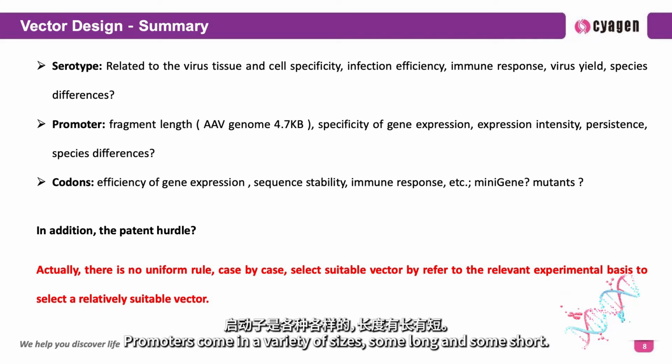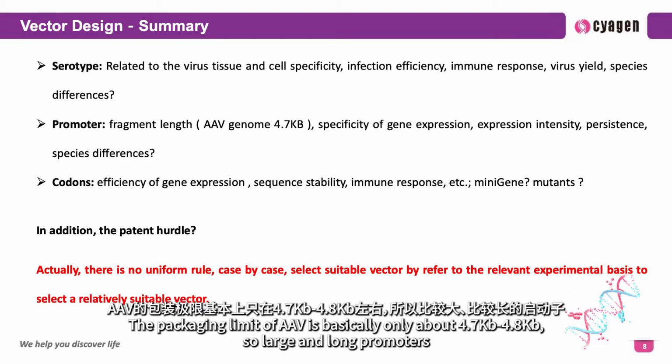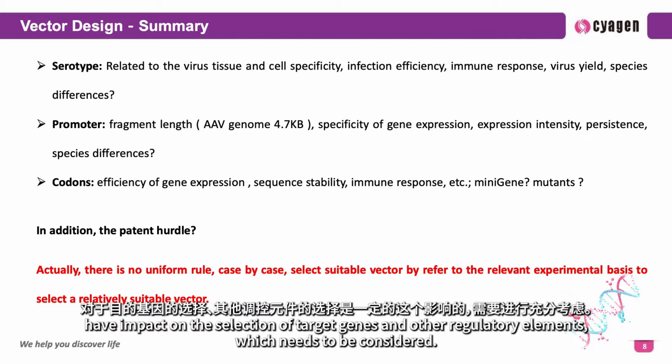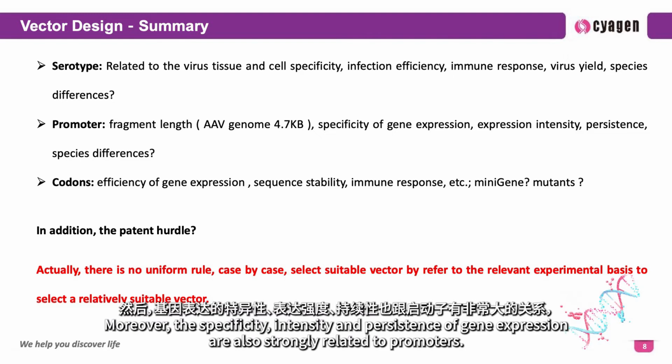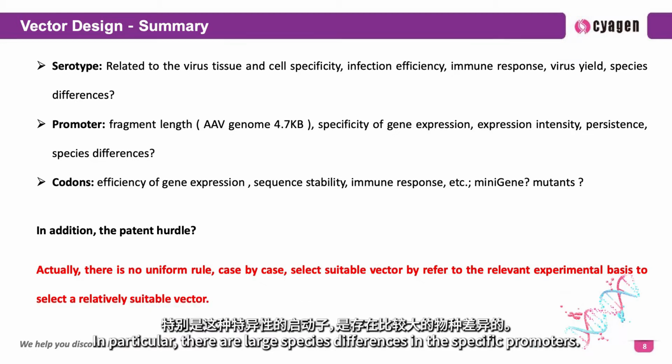Promoters come in a variety of sizes, some long and some short. The packaging limit of AAV is basically only about 4.7 kilobases to 4.8 kilobases, so large and long promoters have an impact on the selection of target genes and other regulatory elements, which needs to be considered. Moreover, the specificity, intensity and persistence of gene expression are also strongly related to promoters. In particular, there are large species differences in the specific promoters.